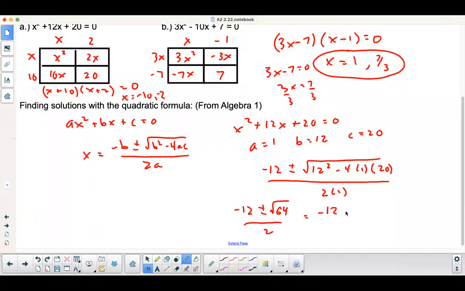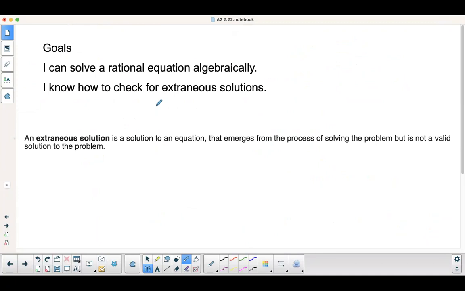So it's negative 12 plus and minus 8 over 2. So now I just do negative 12 plus 8 is negative 4 divided by 2. And then I do negative 12 minus 8. And then when I reduce these, I get negative 2, negative 10. Just like I had, the exact same as up there, okay? All right, now we can move back onto the lesson.